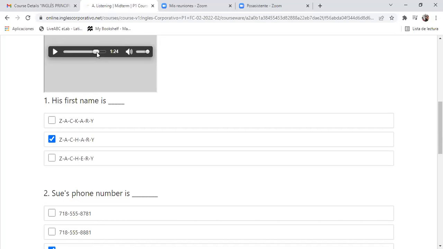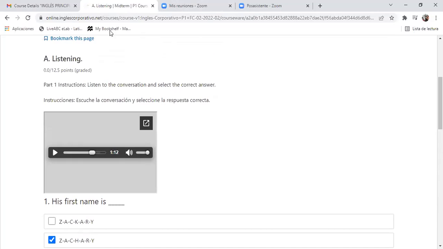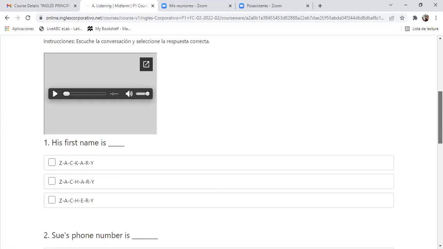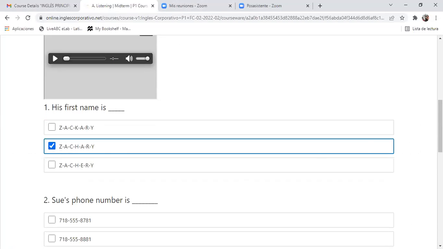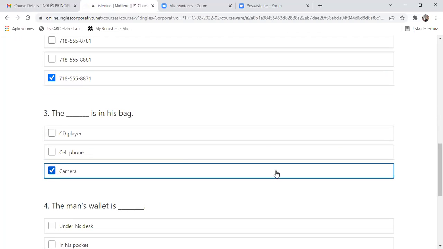Okay, let's see. Where's the wallet? Okay, I'm gonna refresh the page, okay? So the first one was Zachary, yes. Then we have the third one, and then we have a camera. Now we want to find out where is the wallet, right?